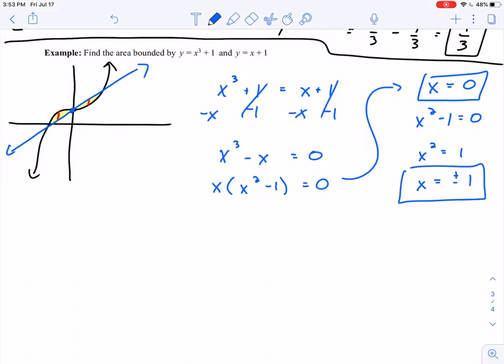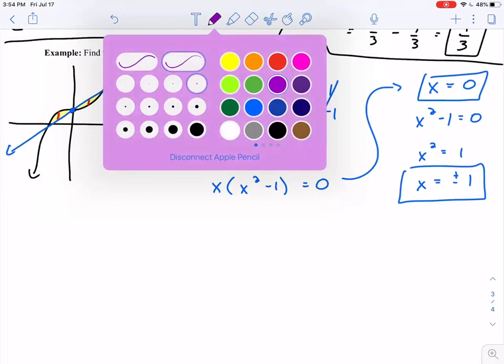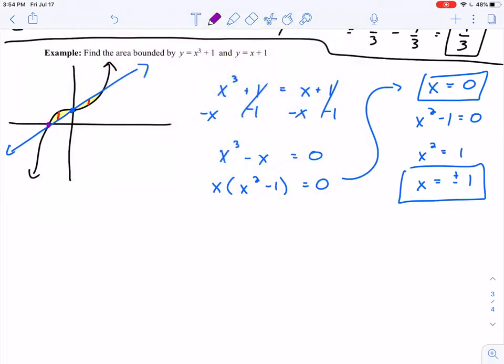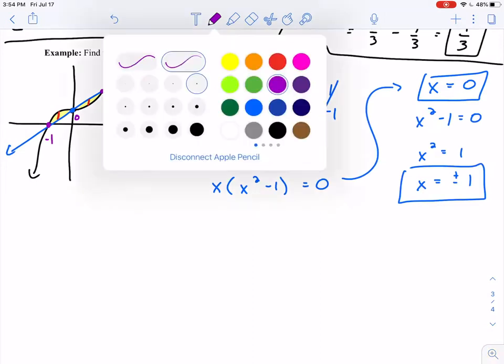And this hopefully makes sense if we're looking at the graph. We actually have 3 points of intersection. We've got a point of intersection right here at negative 1. We've got a point of intersection right here at 0. And we've got a point of intersection here at 1. So I'm going to need, I said, two separate definite integrals. So let's break this up. Let's talk about the left-hand side first.